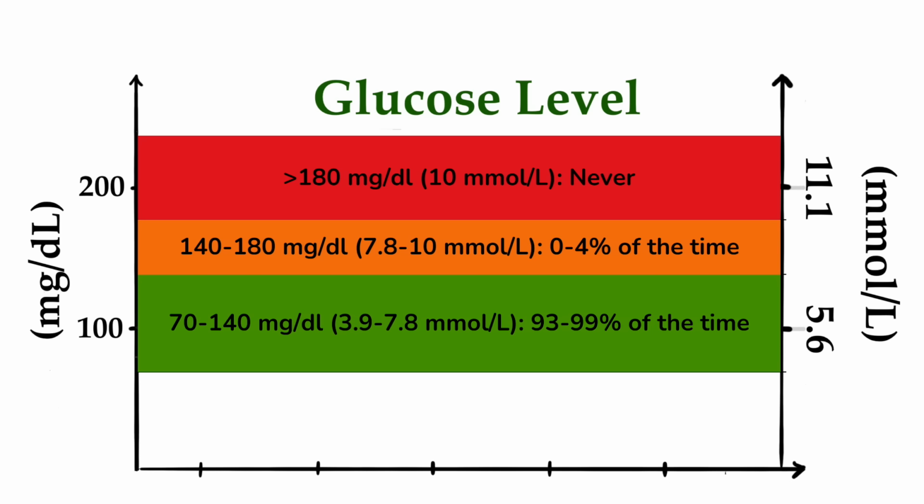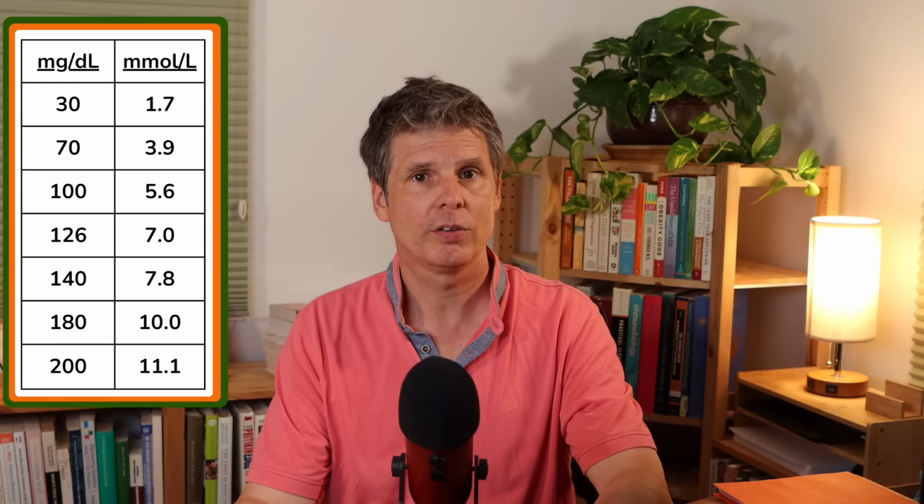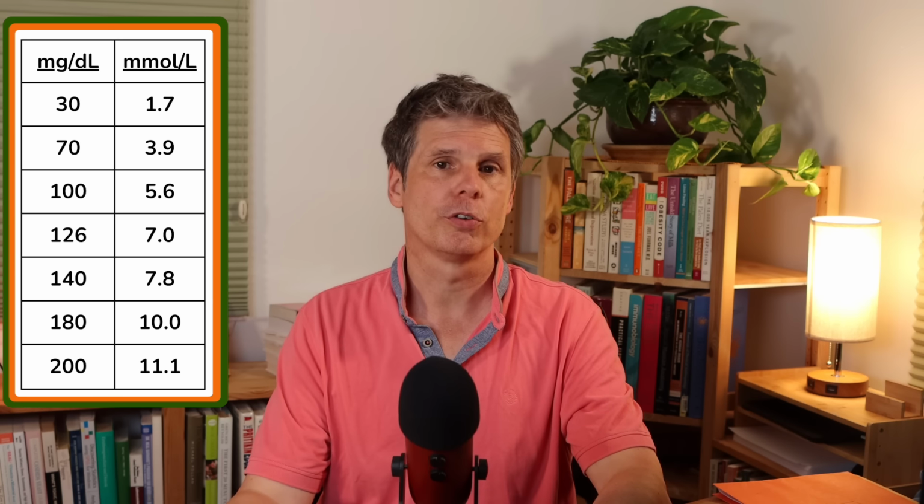Further, we should keep our blood sugar in the 70 to 140 milligrams per deciliter range most of the time, with only occasional and brief excursions into the 140 to 180 milligrams per deciliter range. If you spend more than an hour or so per day in that 140 to 180 milligrams per deciliter range, that is likely also a sign of glucose intolerance.